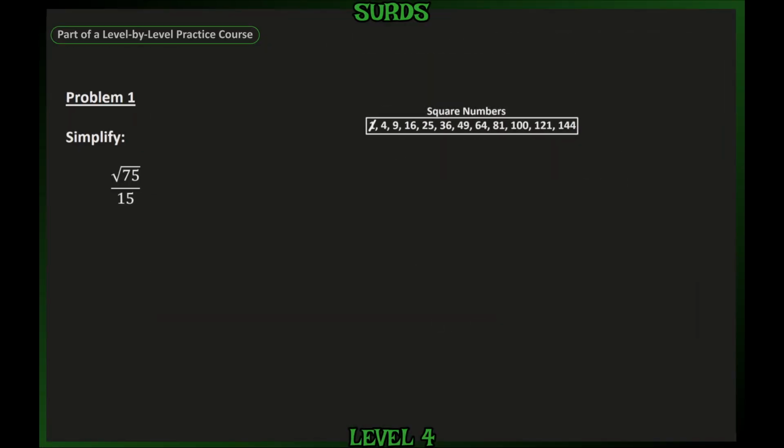In problem 1, we're simplifying the square root of 75 over 15. Now to start, what we'd like to try and do is simplify the square root of 75. And to do this, we need to find two numbers that multiply to make 75, where one is a square number. And we can see on our square number list that 25 is a factor of 75, because 25 times 3 is 75. And this means that the square root of 75 can be rewritten as the square root of 25 times the square root of 3. And the square root of 25 is 5, so this becomes 5 root 3.